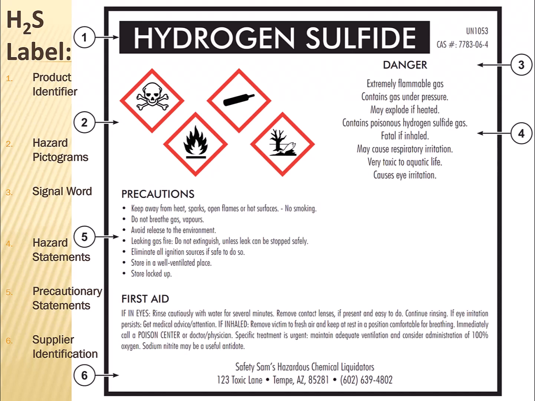And then what's really important is you've got first aid information about what you should do and shouldn't do. So they do mention rinse cautiously with water for several minutes, remove contact lenses if present and easy to do. Continue rinsing if eye irritation persists, get medical attention. If inhaled, okay, that's if it's in the eyes. If inhaled, remove victim to fresh air and keep at rest in a position comfortable for breathing. Immediately call the poison center, doctor, or physician.